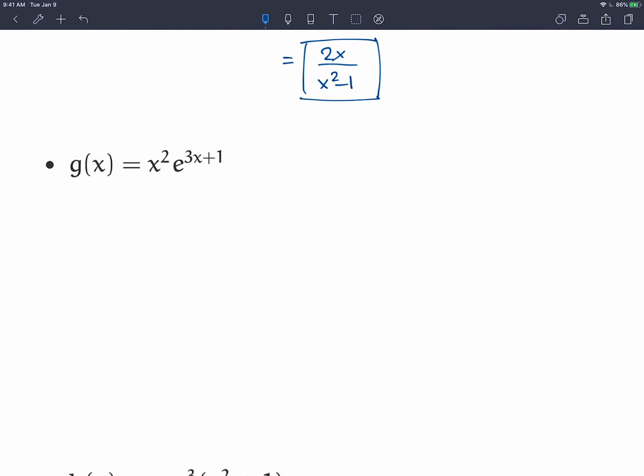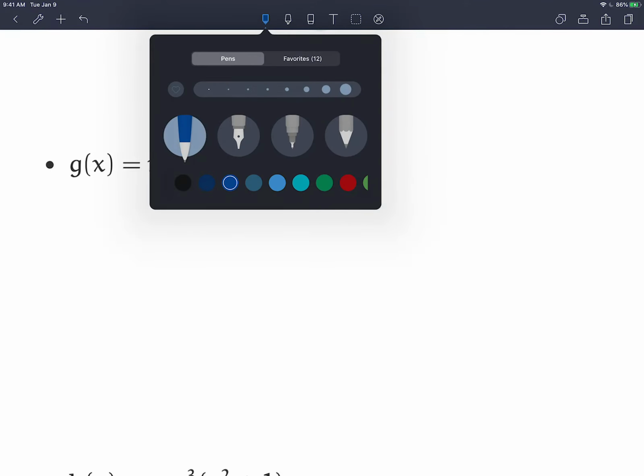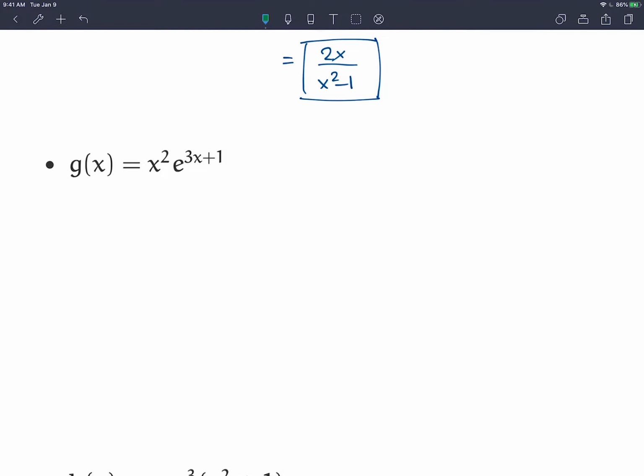So here I have a product rule and a chain rule. The chain rule is not that complicated. The product rule says something like, if you have the derivative of u times v, I'm going to write it in this notation now: it's the derivative of the first function times the second, plus the derivative of the second function times the first function. So here my first function is x squared. My second function is e to the 3x plus 1.